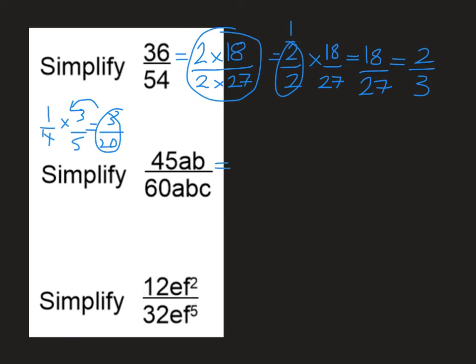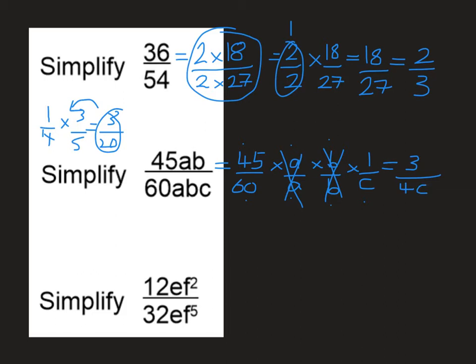Similarly with this one, I could break that into 45/60 times A/A times B/B times, well, that would be 1/C, because that C has still got to stay underneath. At the top, hopefully we can see I've still got 45AB, and at the bottom I've got 60ABC. That obviously cancels out because something divided by itself is 1, something divided by itself is 1. 1/C doesn't cancel. 45/60 would cancel to 3/4. So that'd be 3/4C.